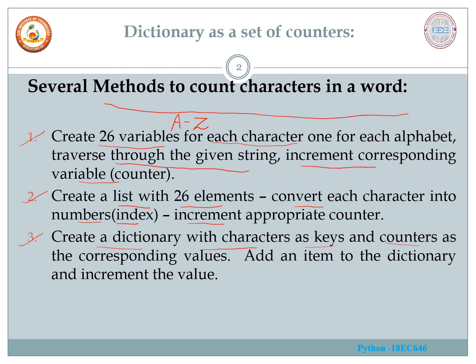For a key-value pair, the key is a character and the counter is the value. Okay, so add an item to the dictionary and increment the value. These are the several methods that you can use to count. So a dictionary can be used as a set of counters.